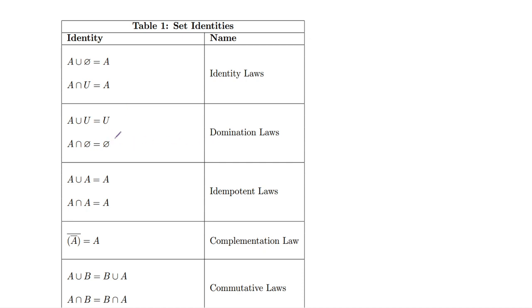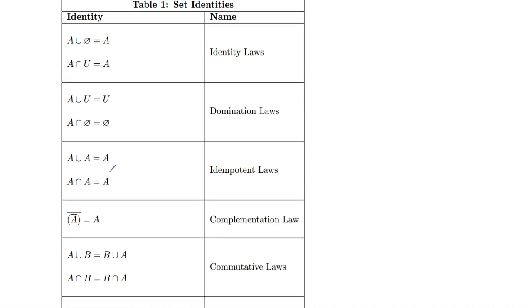Similarly, these domination laws, if I took A and I unioned it with all the universe, remember, you're kind of combining these lists in a way, right? So of course, this is going to make it the whole universe. And if I took A and I intersected it with the empty set, what's common among both of these? Well, the empty set doesn't contain anything, so I'm only going to get the empty set there.